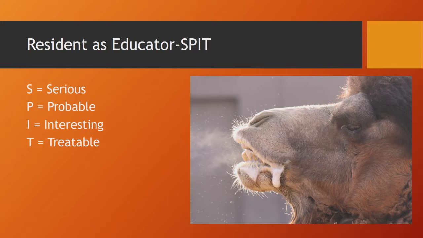The other model that I like is SPIT, super easy: serious, probable, interesting, treatable. It's a great way to just generate differential diagnoses. And I'll say to the student, we're going to SPIT now, and they look at me crazy, but then we go through this, and we think about 4 different ways, like, pharyngitis. Okay, well, what's going to be serious? Okay, it's going to be a peritonsillar abscess. Probable, well, it's going to be viral pharyngitis. Interesting, well, maybe it's Lemierre's. Treatable, it's probably strep.